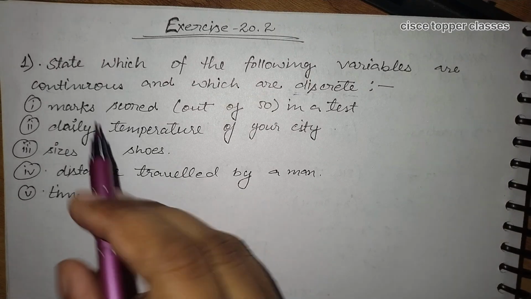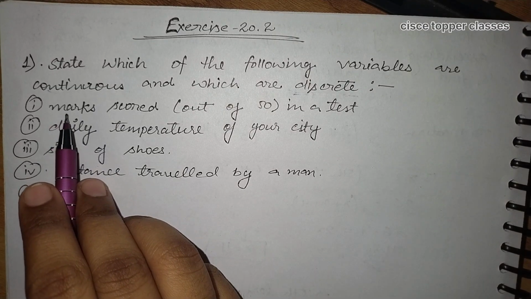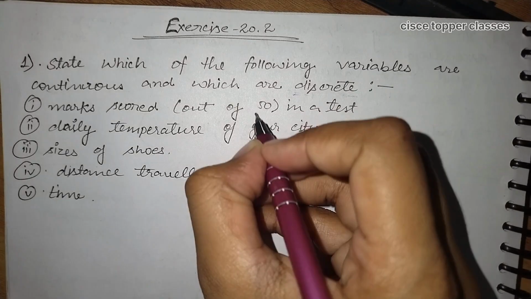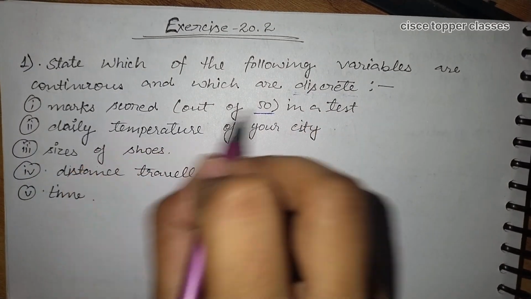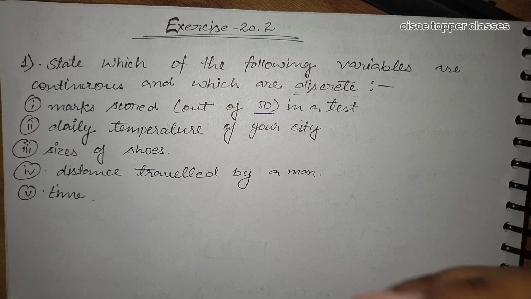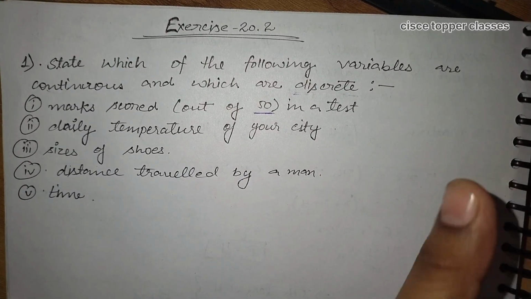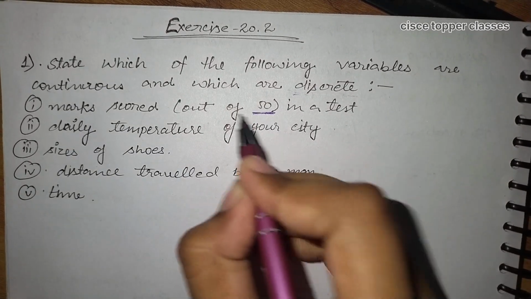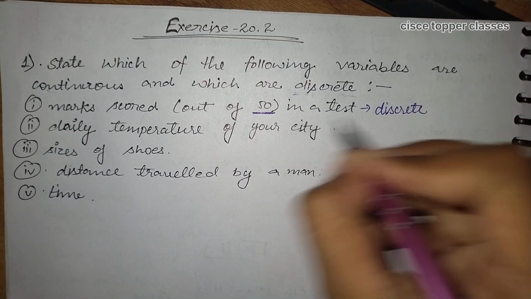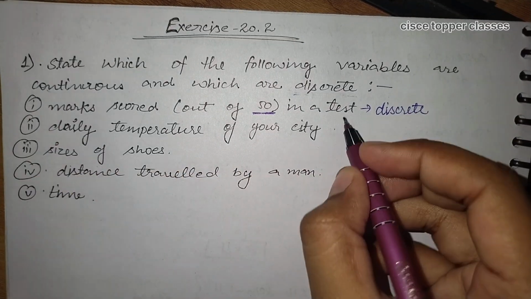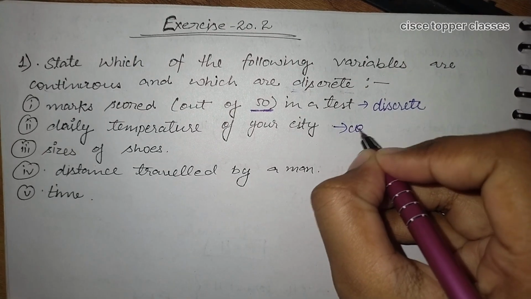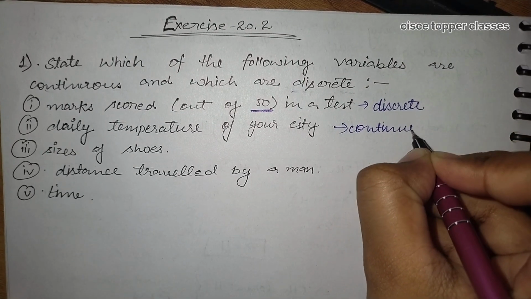So if we see the first part, we have to find whether marks scored out of 50 in a test is continuous or discrete. So we know after 50, the marks will not increase, so it has restrictions here, therefore it is discrete. And if we want to find for daily temperature, we know daily temperature will increase and decrease, it has no restrictions, hence it is continuous here.